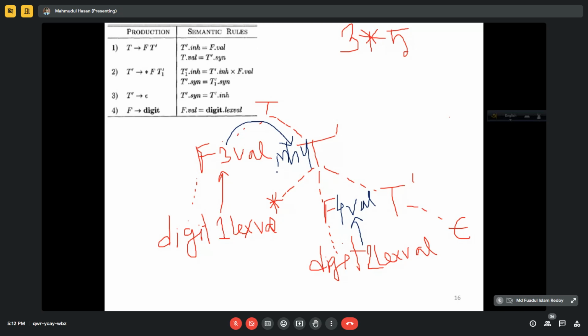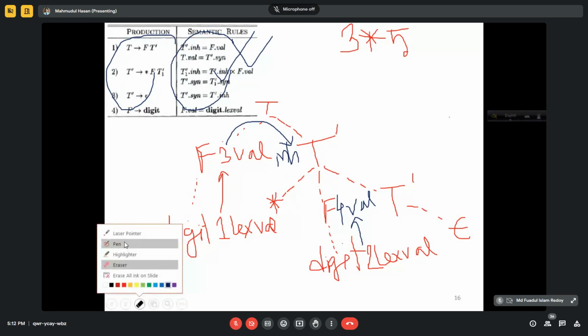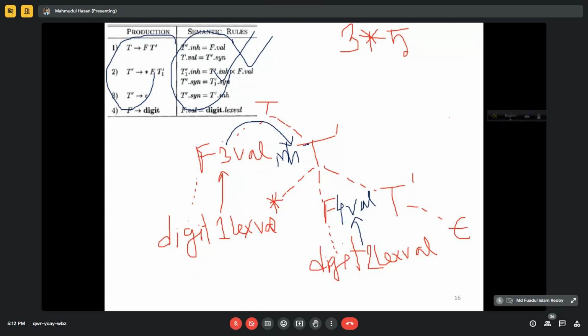I am writing this following the earlier one, so it will be the same as before, right? We just follow these semantic rules, these production rules. So the value transformation, the value shifting will be the same. That means f value goes to T dash inherited. That means this is the number 4 one. Oh sorry, 5. This one will be the 5. I saw 4 after 3, okay, 5. 1, 2, 3, 4, 5 is okay. Now got it?